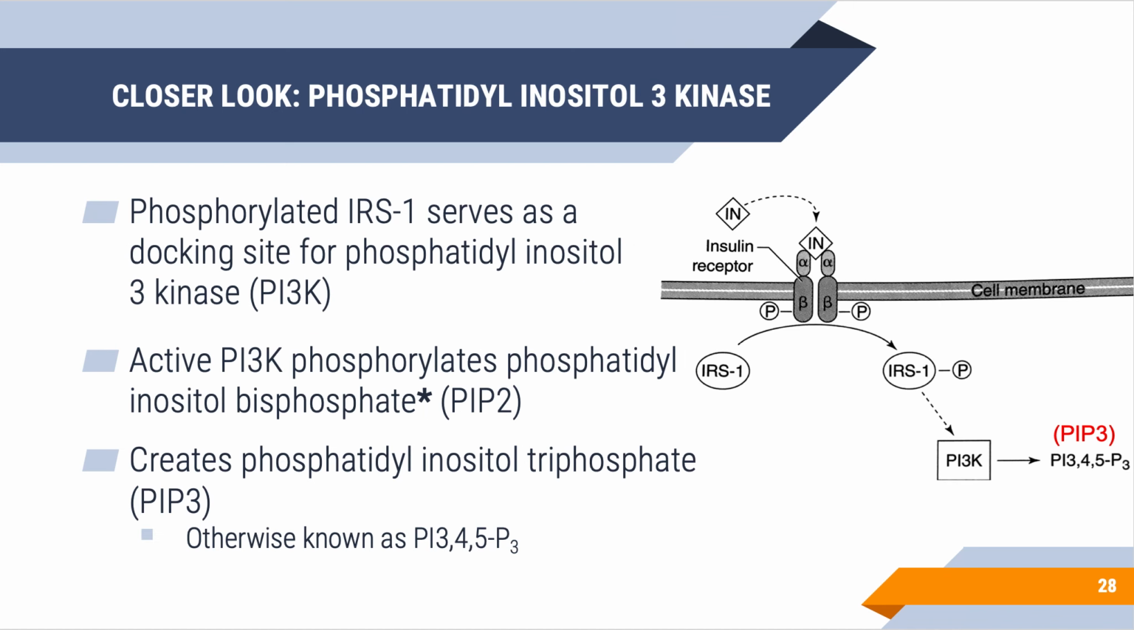Following this docking, IRS1 can serve as a docking site for phosphatidylinositol 3 kinase, otherwise known as PI3 kinase. The activation of PI3 kinase then causes the subsequent phosphorylation of phosphatidylinositol bisphosphate. There's an asterisk here because I had a typo on the lecture slides that you have, which is also known as PIP2. PIP2 can then be phosphorylated to create phosphatidylinositol triphosphate, so PIP3.